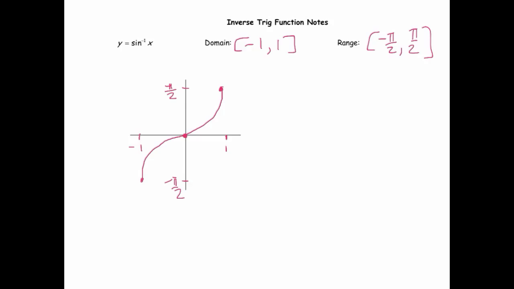The way we're going to find the derivative of this function is to use what we know about inverses, which is that if y equals sine inverse of x, that means that x equals the sine of y. The reason we're doing that is we know the derivative of sine, and we can use implicit differentiation to solve for dy dx after we take the derivative of both sides. So we'll take the derivative of both sides of this.